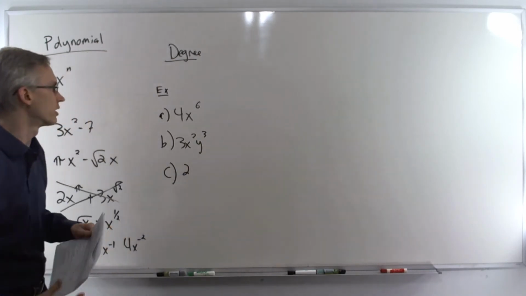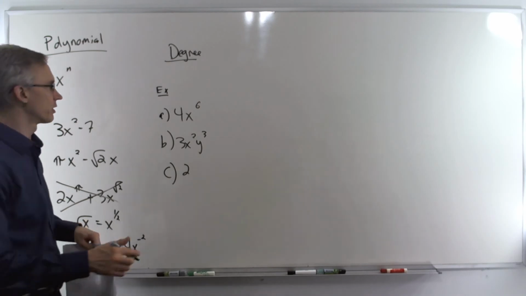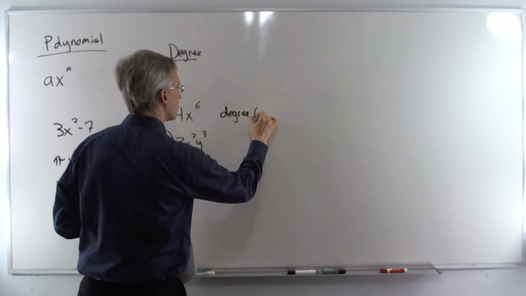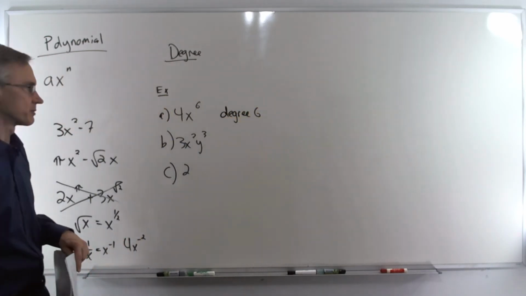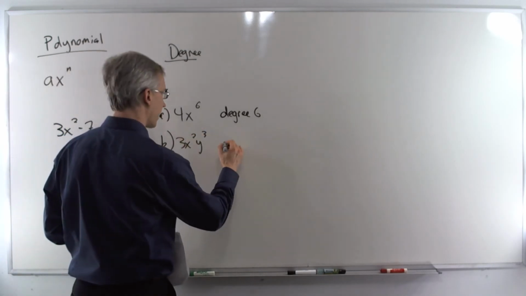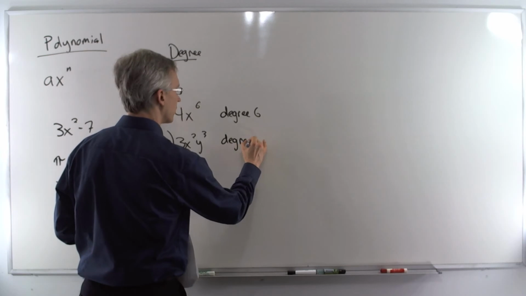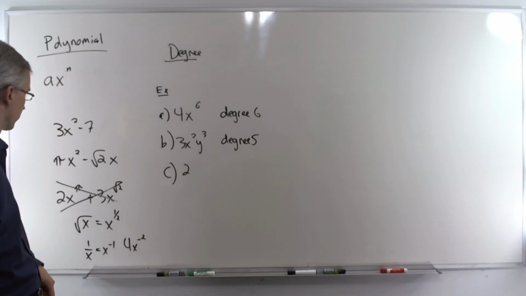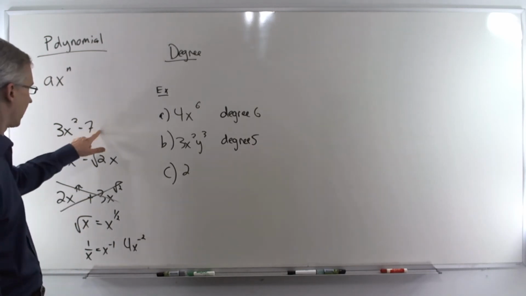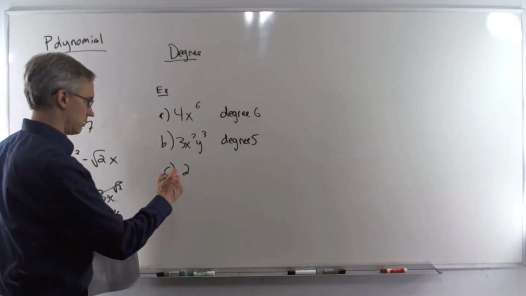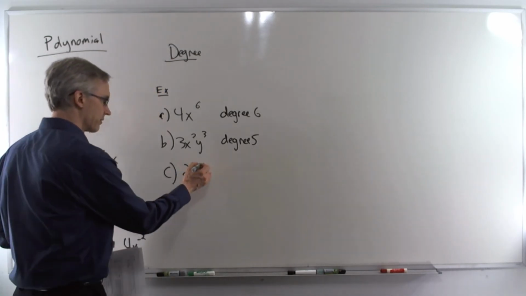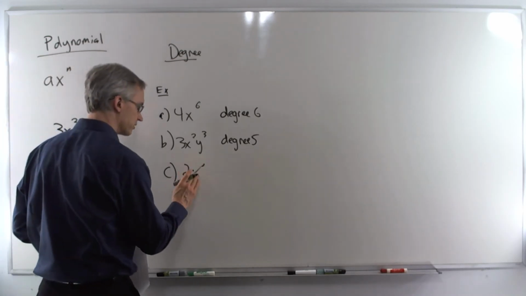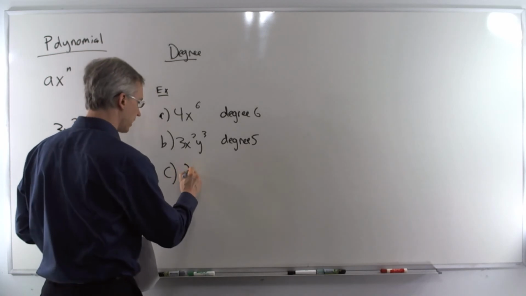All right, so we're going to find the degree of these monomials. To find the degree, we just look at the exponent on the variable. So this is degree 6. Now if you have more than one variable, you have to add up the exponents. So we got 2 and 3, we add those together to get 5. So this is a degree 5 monomial. And this one, just like we saw over here, we can always add on an x to the 0. 2 and 2x to the 0 power mean exactly the same thing because x to the 0 is 1, and 2 times 1 is 2. So you can think of any constant as being degree 0.